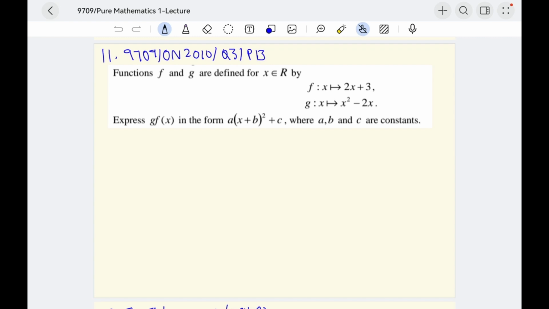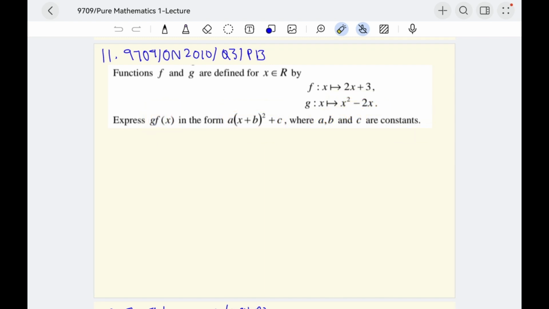This is also your past year questions, 9709, October, November 2010, paper 1-3, question 3. Given that functions f and g are defined for x in the set of all real numbers, where f maps x to 2x plus 3, and g is defined as x squared minus 2x. Express gf(x) in the vertex form, where a, b, c are constants. As long as these constants are real numbers.